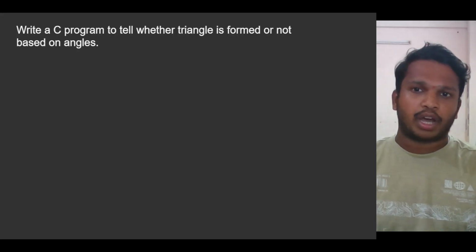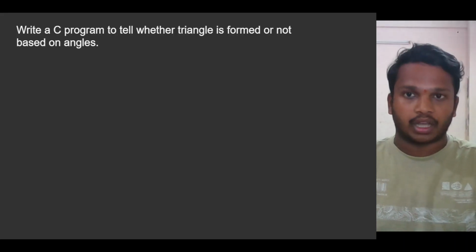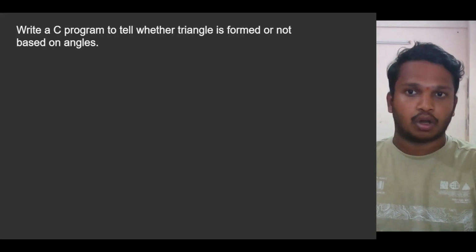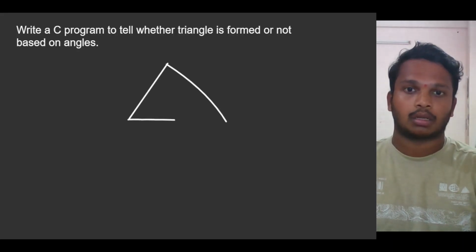Hello guys, today we are going to discuss one C program. We need to tell whether a triangle can be formed or not based on angles. Okay, in this question we need to tell based on angles. Now first I will tell the logic behind this.